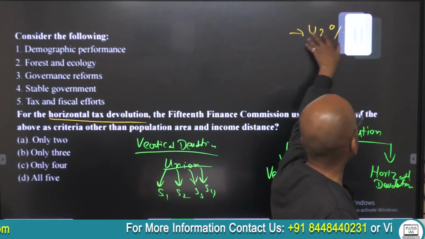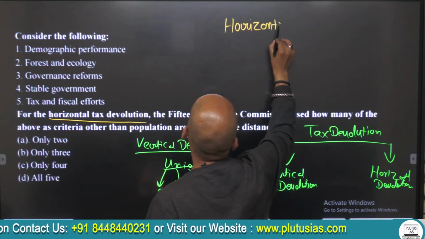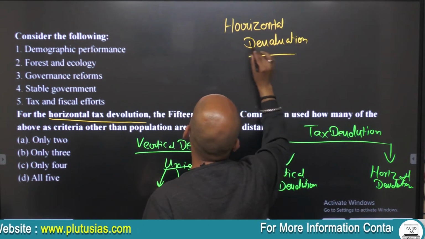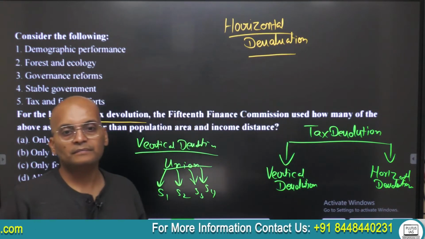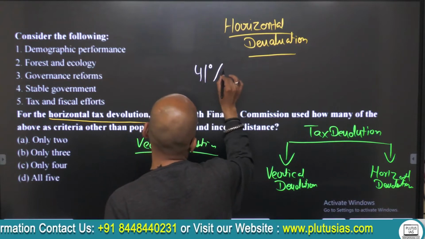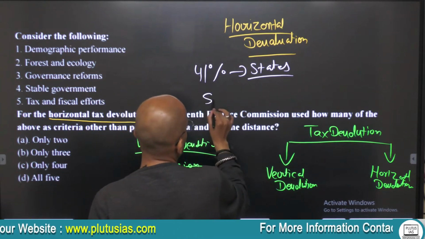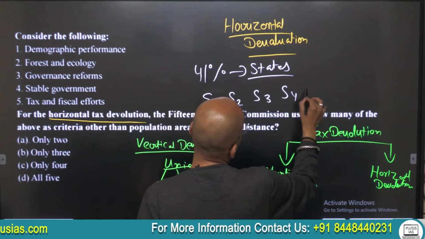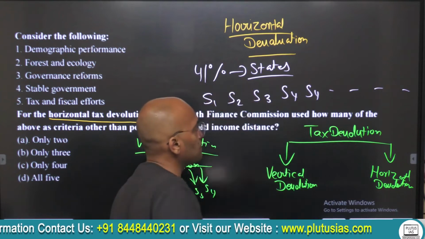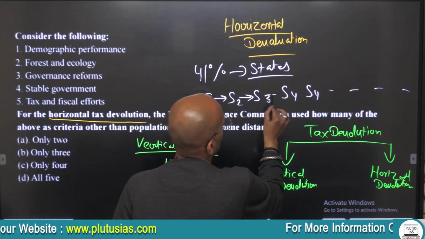What is horizontal devolution? Now there are several states. 41% of the money is given to the states, right? But so many states are there. So how much percentage will each state get? The distribution of this 41% amongst the states is horizontal distribution. See, now horizontally the distribution will be done.